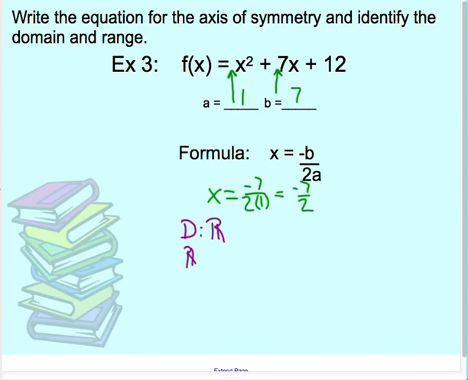And the range will occur at the y-coordinate of the vertex. So to do that, we take the x value and substitute it back into the function for x. We take a look at our a value because a is positive. That tells us that the graph opens up. So our range will be y is greater than or equal to, and then we'll substitute this negative 7 halves into our function for x.